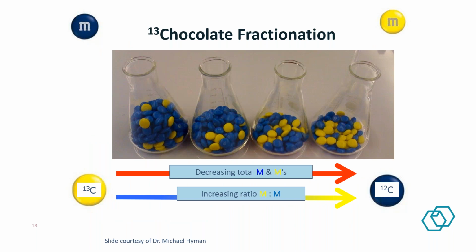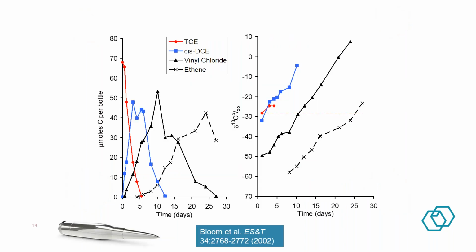So here's an M&M's example of fractionation. The blue M&Ms represent 12C or light carbon, and the yellow M&Ms represent 13C or heavy carbon. Going from left to right, the total mass of M&Ms becomes lower as they're being eaten or degraded, but the fraction of yellow M&Ms gets higher. This is essentially the same thing that happens to the contaminants as they are degraded.